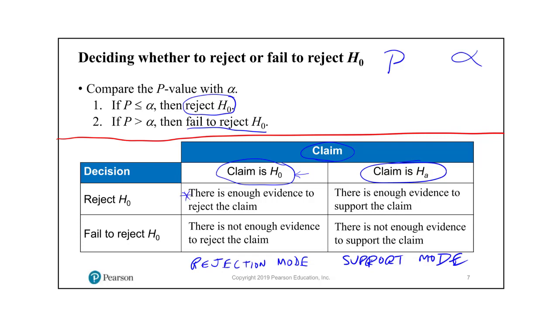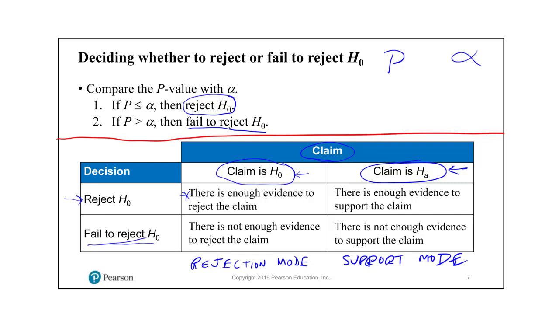All right, so you're right here. If your claim was a null hypothesis and your decision was to fail to reject the null hypothesis, then you're saying there's not enough evidence to reject it. This doesn't say that you know it's true. You're just saying that you failed to reject it. You did not have enough evidence to reject it. Okay. On the other hand, if your claim is the alternative hypothesis, if you reject the null hypothesis, you're essentially bringing yourself to the alternative.